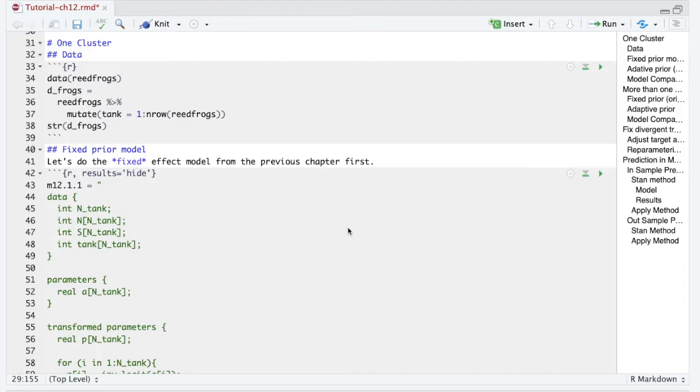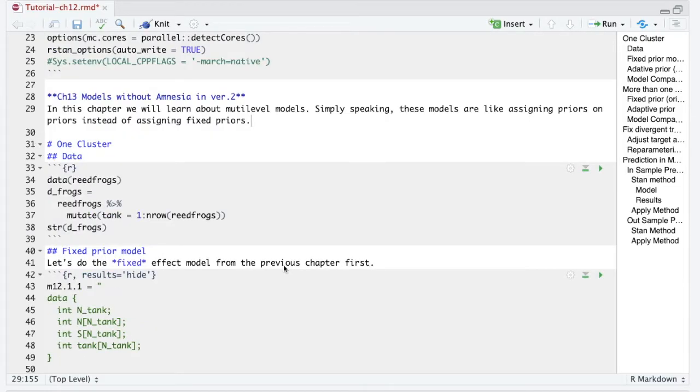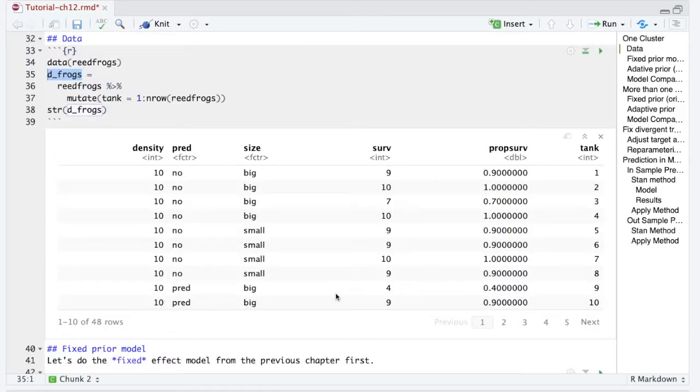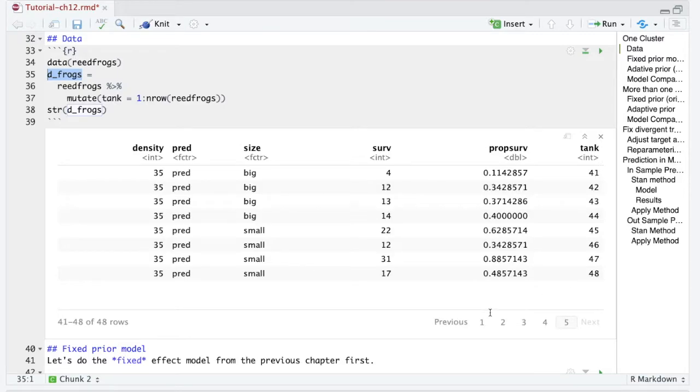Consider data with many clusters: tadpoles in different ponds. Our goal is to estimate the survival rates of tadpoles in different ponds. I believe you are already familiar with this kind of question. What we usually do is set a fixed prior for the survival rate at different ponds, like what I do in model 12.1.1. The data and variables we have are all in a very common setting. So we have tank, which means different ponds from tank 1 to tank 48, and we have the density in each tank and the survival count of each tank, and we just divide the survive count by the density count.